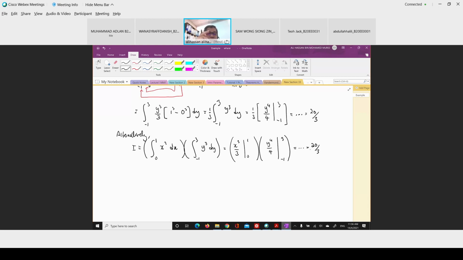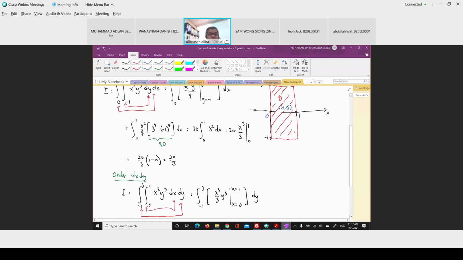Okay, and remember, this is only for the case where D is rectangular and the integrand is a product of a function of x times a function of y. Not all integrands can be written in that form. Any question for this first example? Any question?